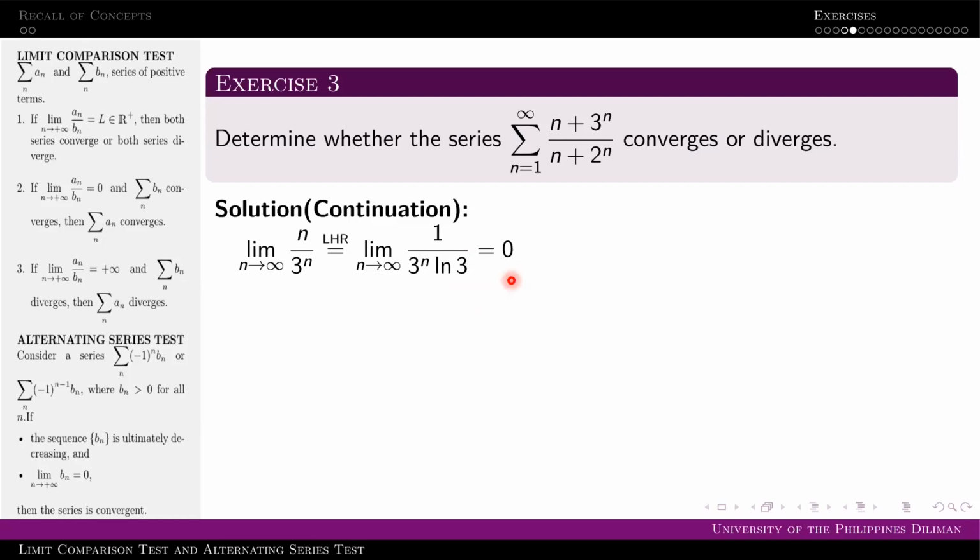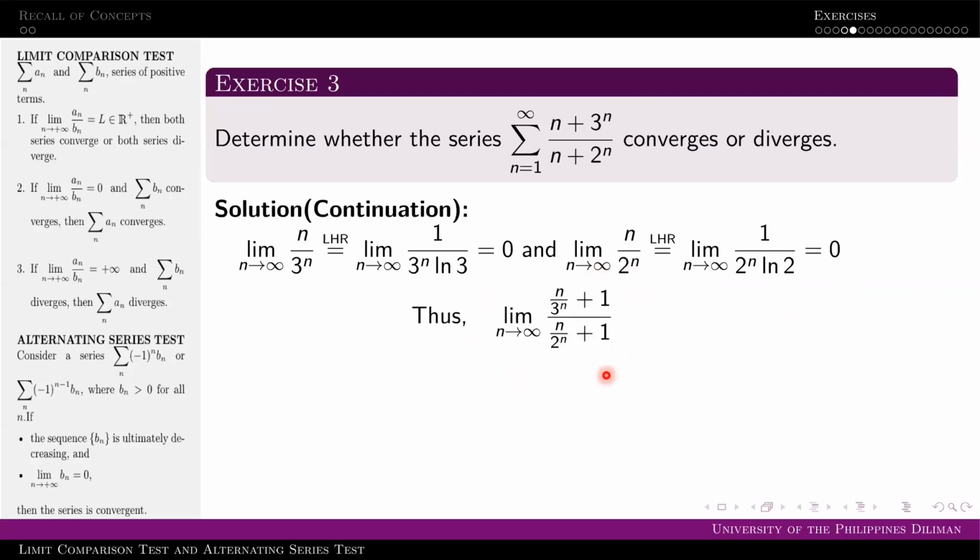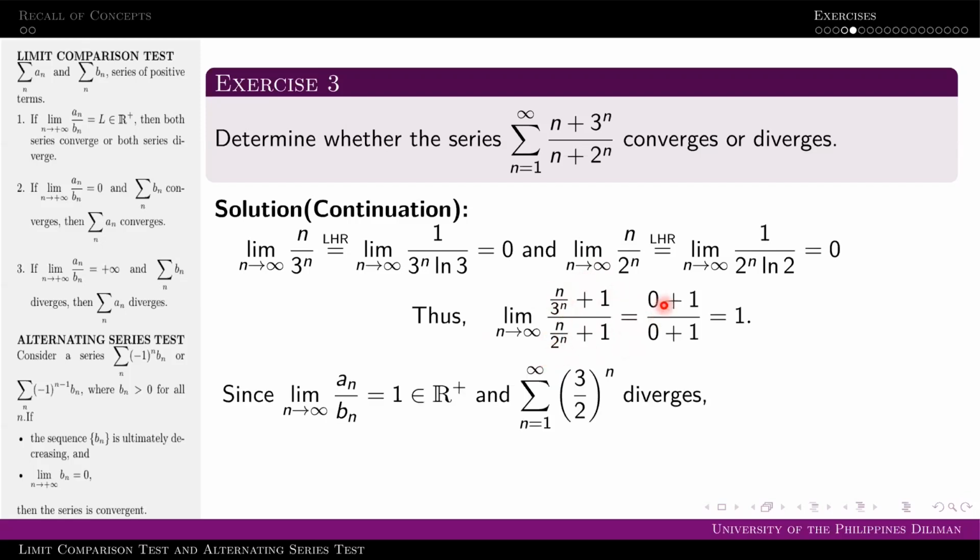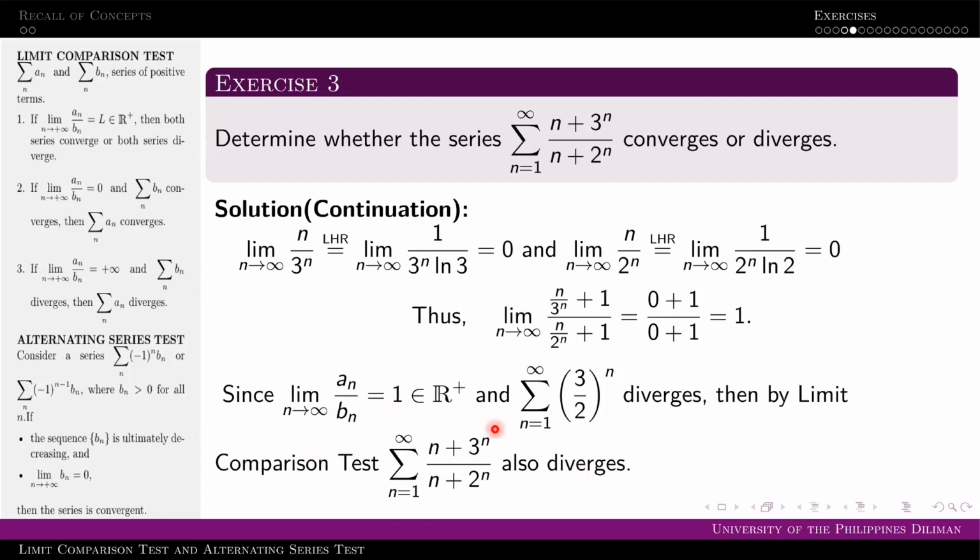And under a similar idea, yung limit as n approaches infinity ni n over 2 raised to n equal din sa 0. So, yung original limit natin would just be limit nung taas over limit nung baba, which will give us 0 plus 1 over 0 plus 1, which is equal to 1. Hence, yung limit natin na 1 ay isa lamang positive real number. And since yung series natin for comparison diverges, we can conclude via LCT na yung original series natin indeed diverges. So, pare-pareho yung mga nakuha natin and dapat pare-pareho talaga.